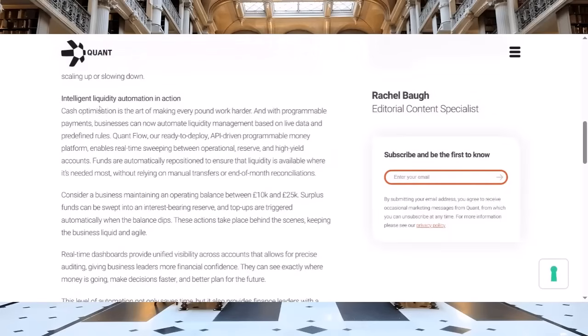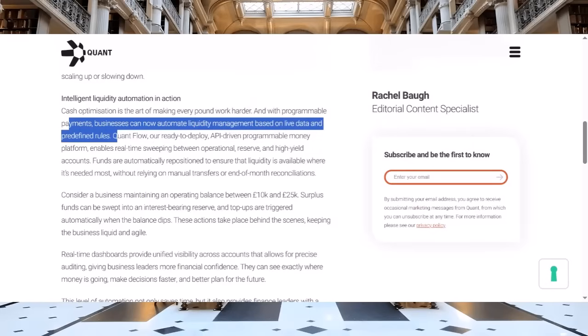It's intelligent liquidity, automation, and action. Think about how Quant helps out with this. Do they mention APIs? You better believe they do. Bet your sweet tutu on it. Cash optimization is the art of making every pound work harder. What about the euro moving forward? What about maybe the dollar moving forward? So with programmable payments, businesses can now automate liquidity management based on live data and predefined rules.